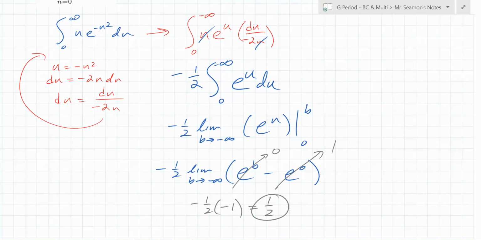Absolutely it does. Yes. Look where we went. If b went to positive infinity instead, what would happen to this answer?